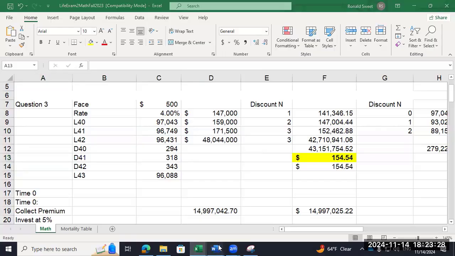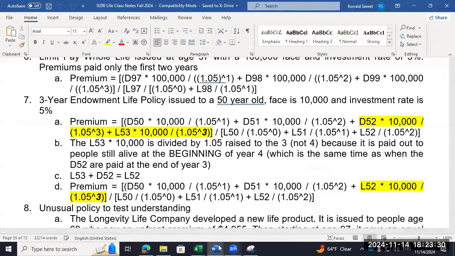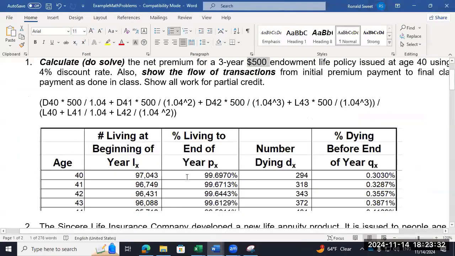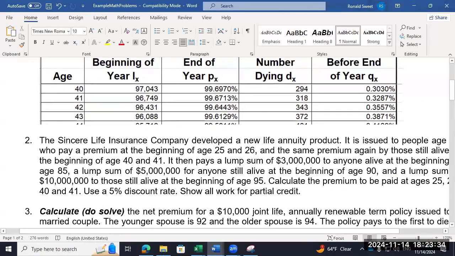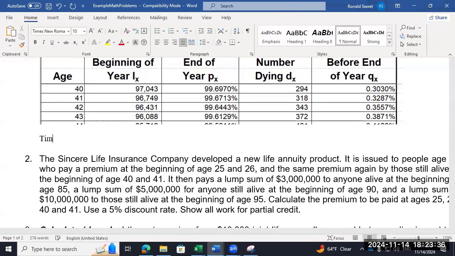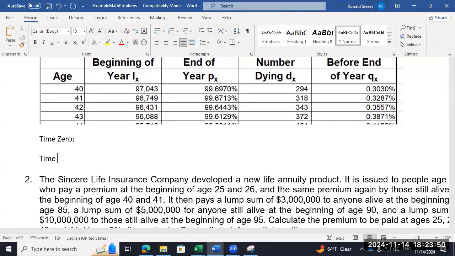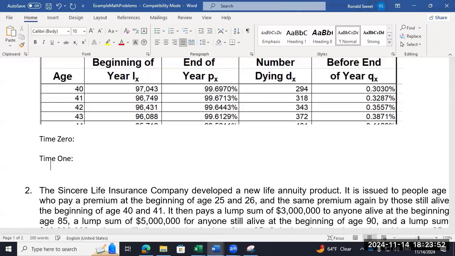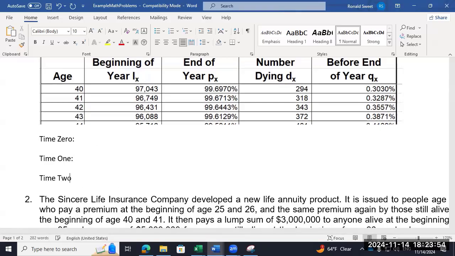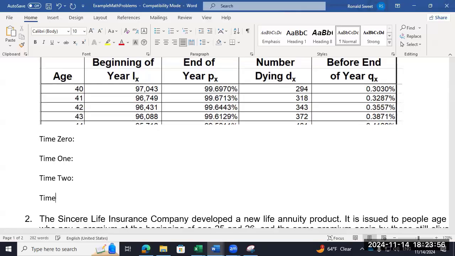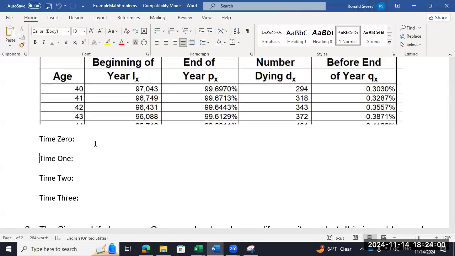But all right, so now let's do a little bit of the payout. So you have time 0, you have time 1, time 2, time 3. Times 1 and 2 are exactly the same. So what happens in time 1? Everybody remember?